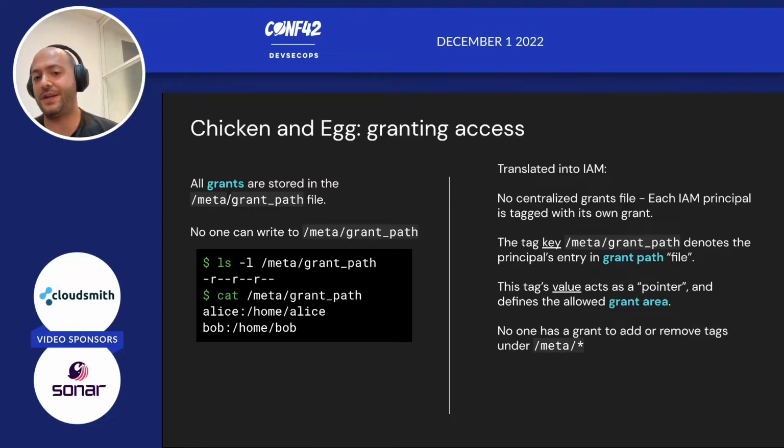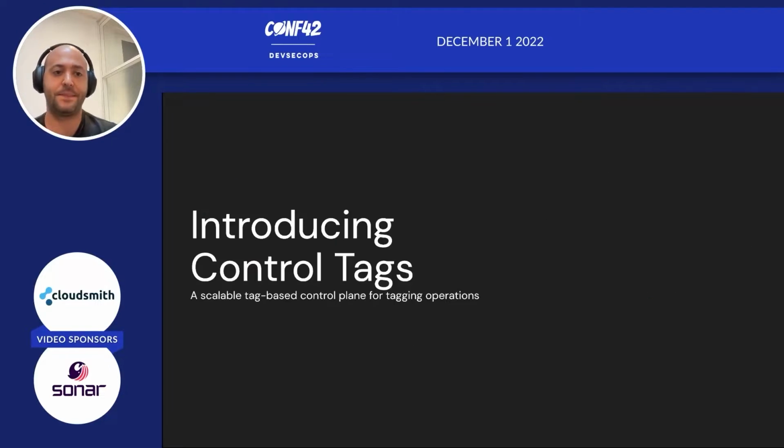And of course, no one has any permission to add or remove tags under /meta. So how does one go about doing something like that? We'll say that in a bit. Introducing control tags. Control tags is a scalable tag-based control plane for tagging operations on top of AWS IAM.